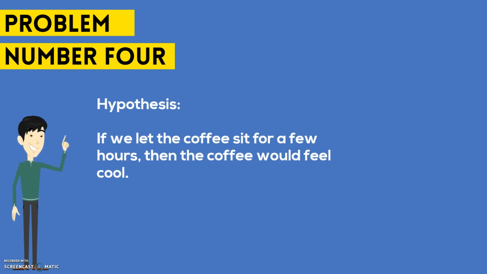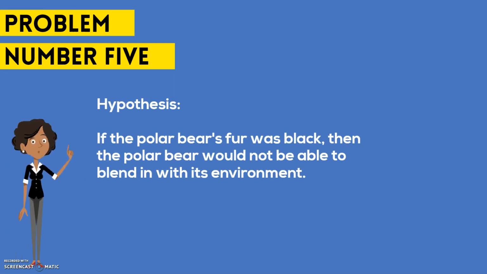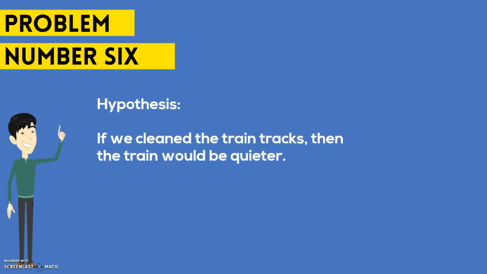Problem number 4. The hypothesis should have been, if we let the coffee sit for a few hours, then the coffee would feel cool. Problem number 5. If the polar bear's fur was black, then the polar bear would not be able to blend in with its environment. Problem number 6. If we cleaned the train tracks, then the train would be quieter.